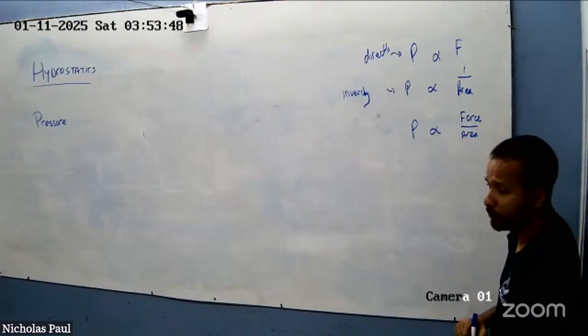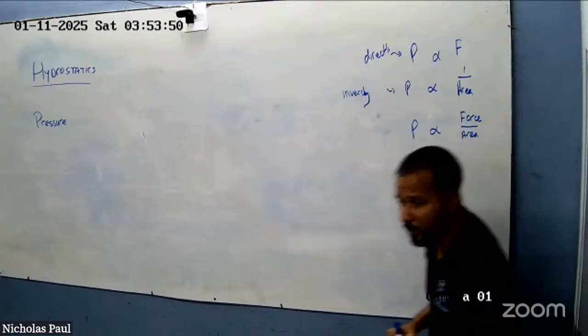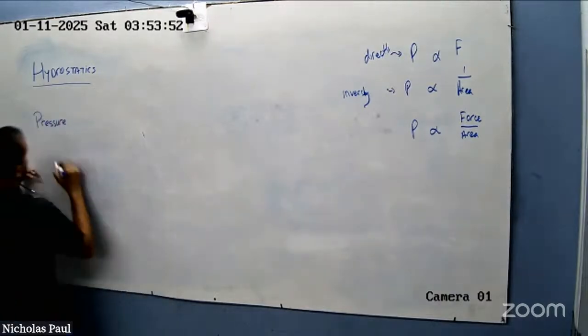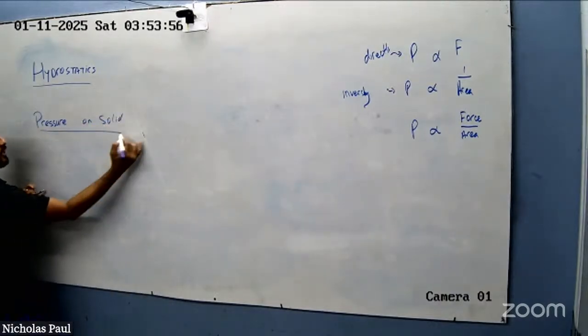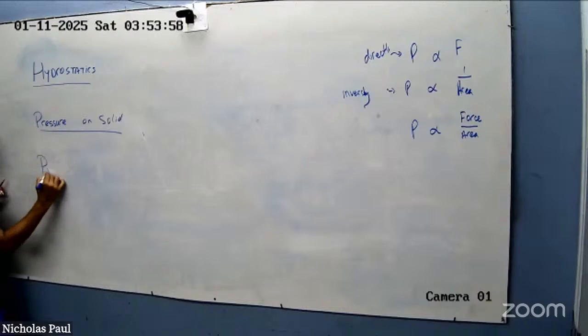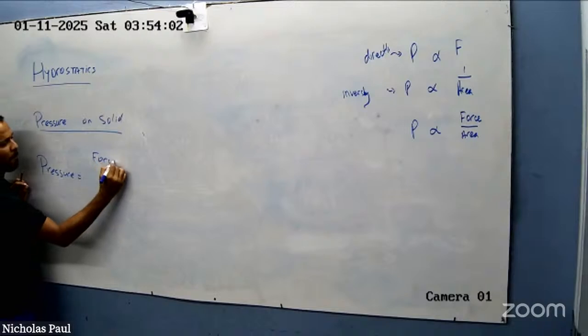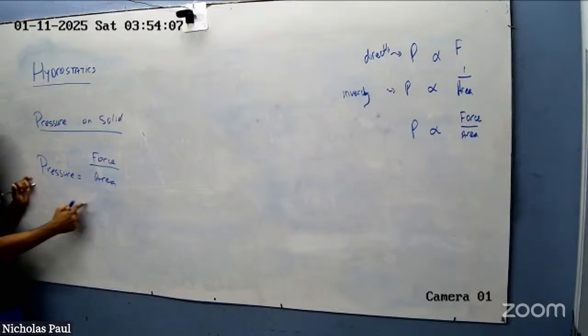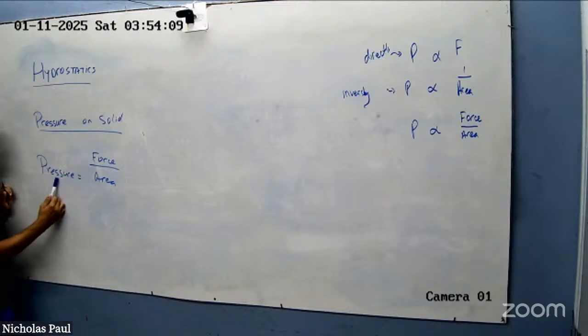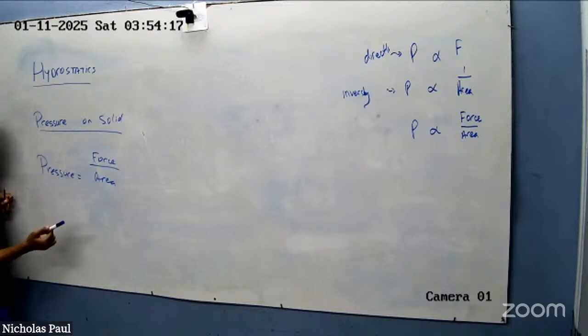area. All right. So if I want to determine the pressure on a solid, pressure is equal to force over area. And it should make sense, right? If I give you a large force, pressure will be large. If I give you a small area, pressure is large. That's okay?